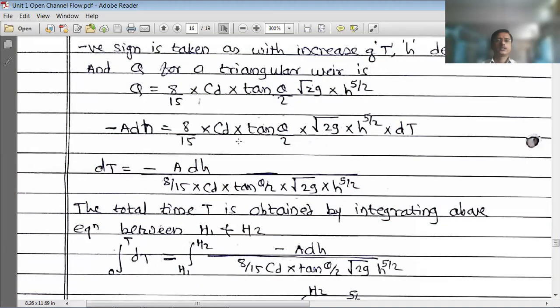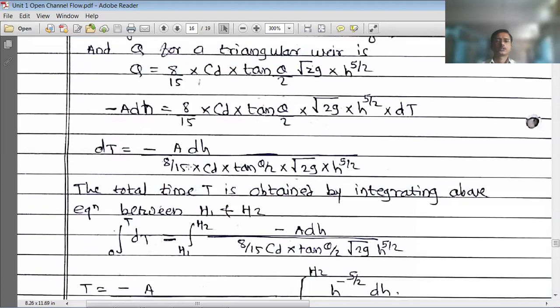This dh is equal to this part. Then again, we have to take all other things to the other side and we will get this dt is equal to this. Then total time t is obtained by integrating over the limits h1 to h2.